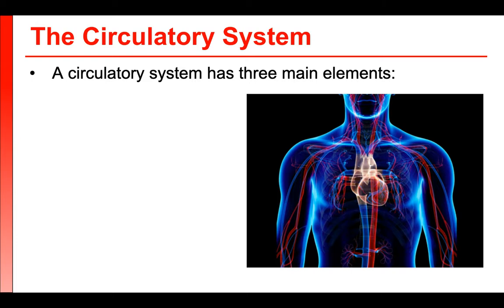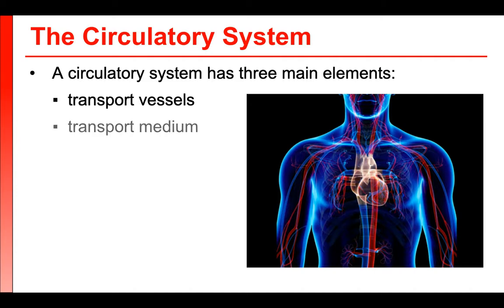So a circulatory system has three main elements. The first are some type of transport vessels, a transport medium, and a pumping mechanism. So in this lesson, we're going to look at the first two of those, the vessels and the transport medium, which is the blood. And then in part two, we'll look at the pumping mechanism. And so that's the heart.